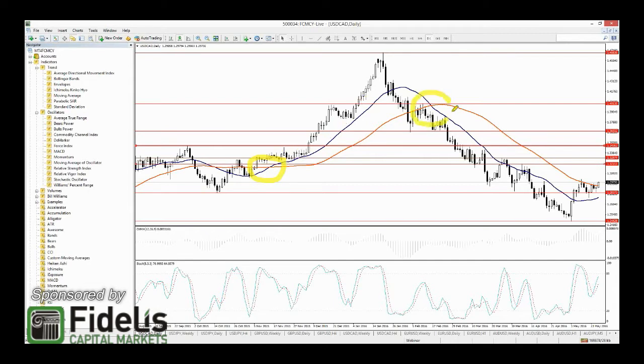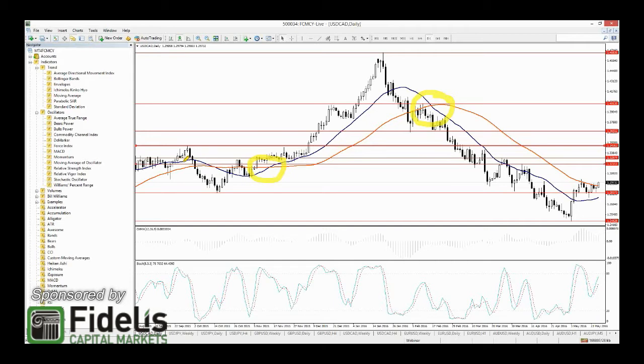Then we can see a bearish double crossover signal, which is also called a death cross, where the shorter term moving average crosses from above the longer term moving average. And the bullish one is called a golden cross.